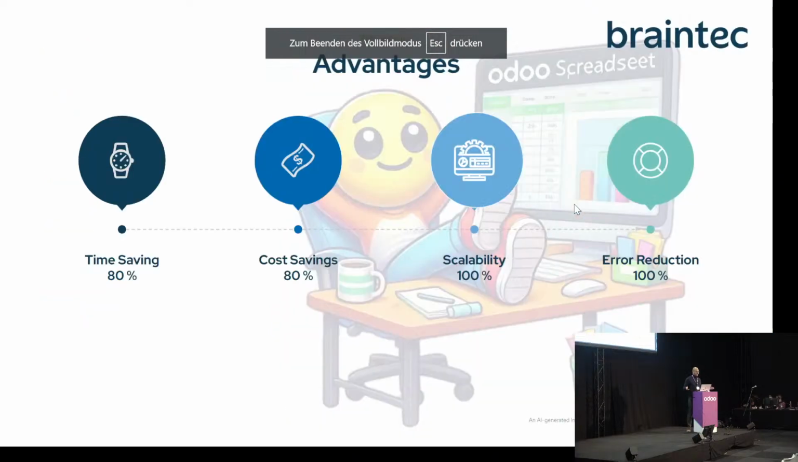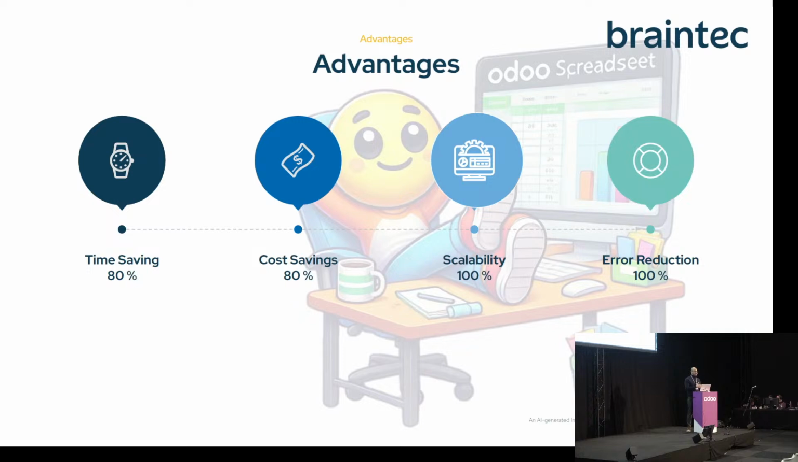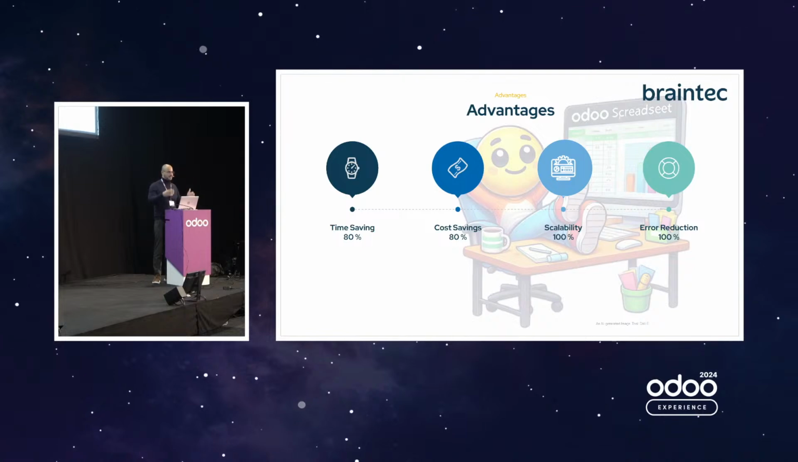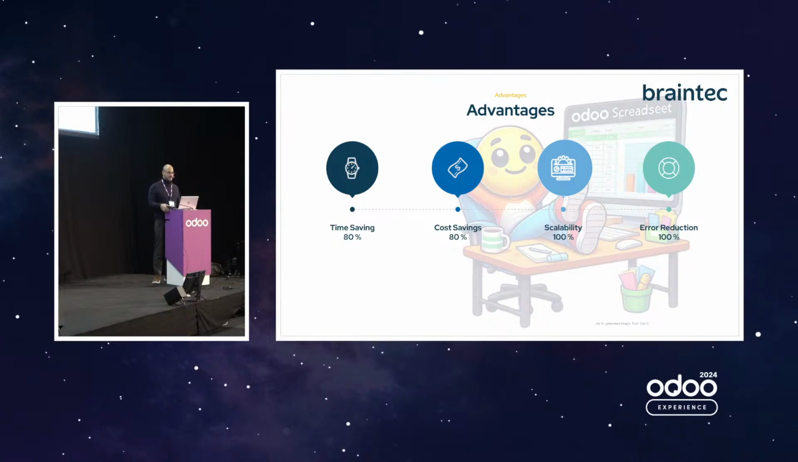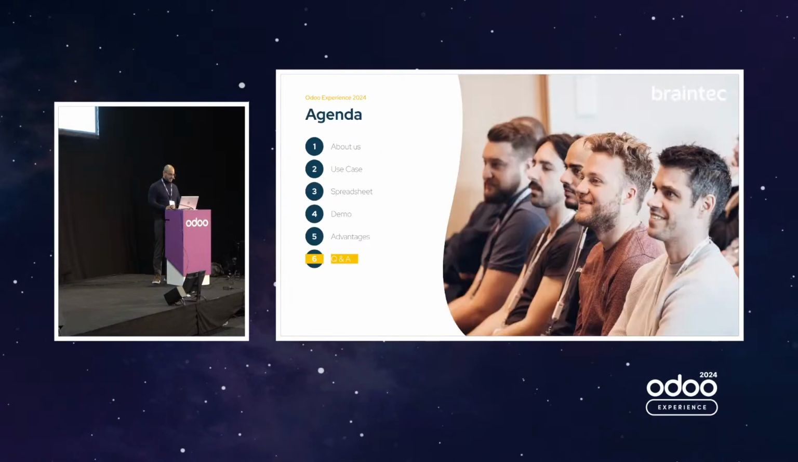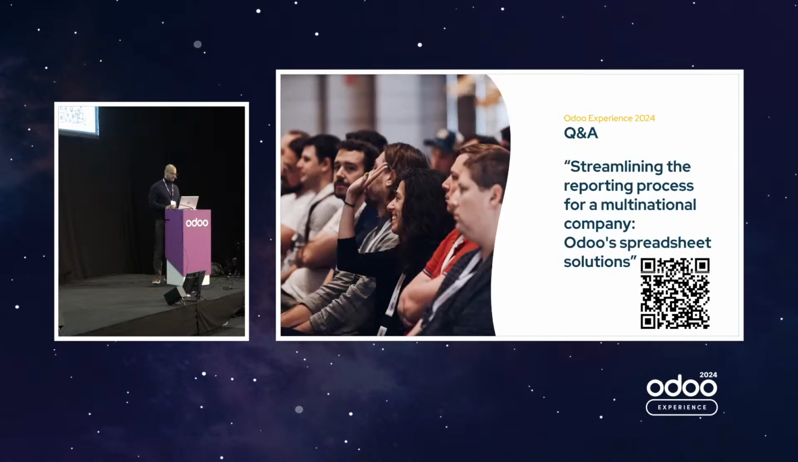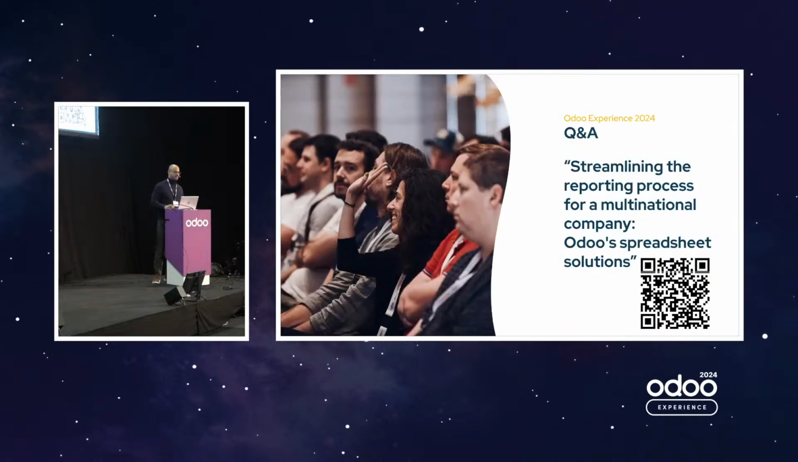So what are the advantages of it? I have a lot of time saving because I don't need to prepare the Excel file every time. In the same way I save my costs up to 80%, and I have a lot of possibilities to scale up everything and to extend the tables. And I have error reduction because I have a central file and I don't need to download a new file every time. Yeah, that's it. That was my presentation. If you have questions, feel free to ask me now.